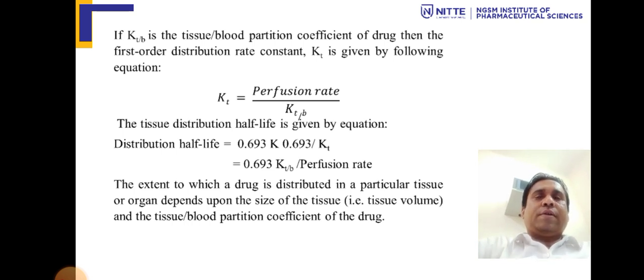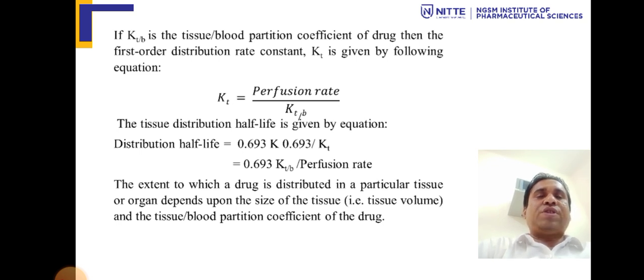If KT/B is the tissue to body blood partition coefficient of the drug, the first order distribution rate constant K is given by the equation K = perfusion rate divided by KT/B. Now the tissue distribution half-life is given by the equation: distribution half-life is 0.693 by K, which can be written as 0.693 × KT/B divided by perfusion rate.